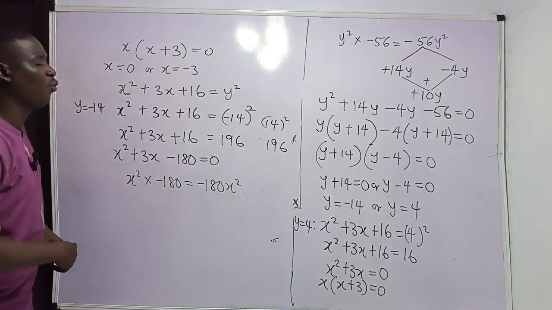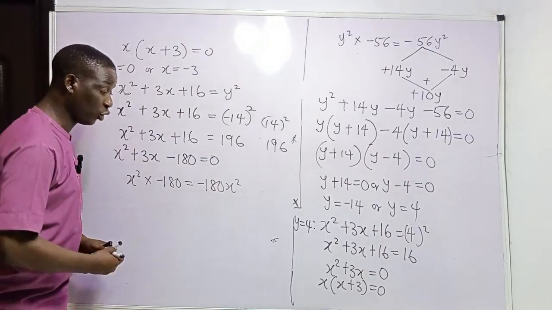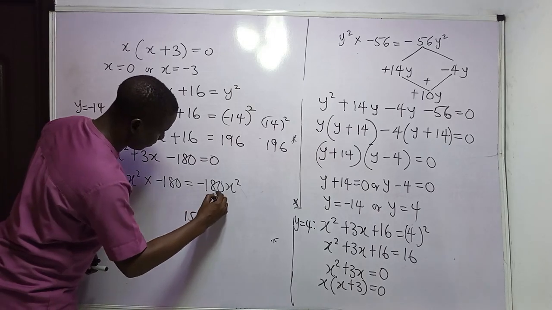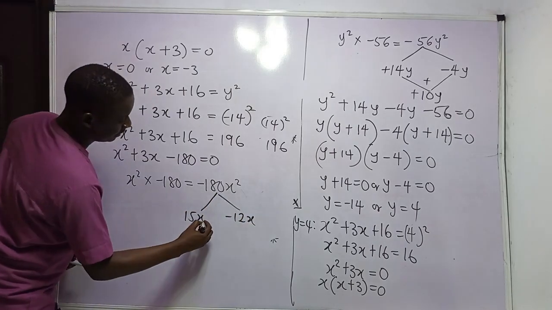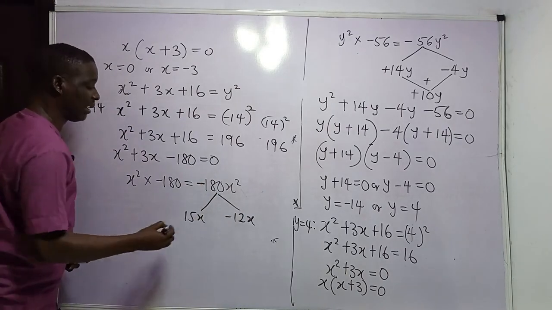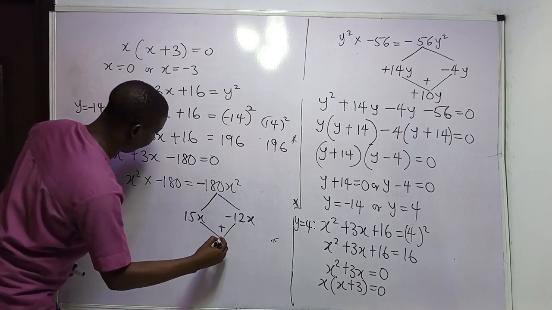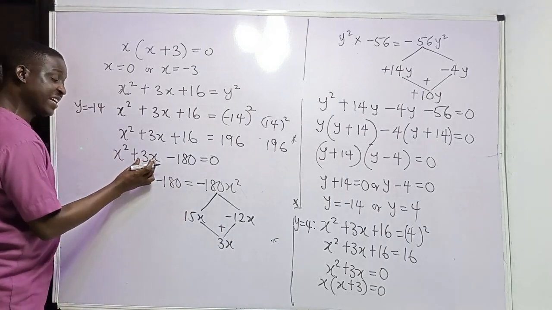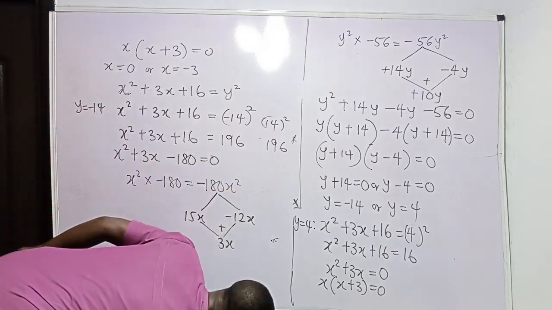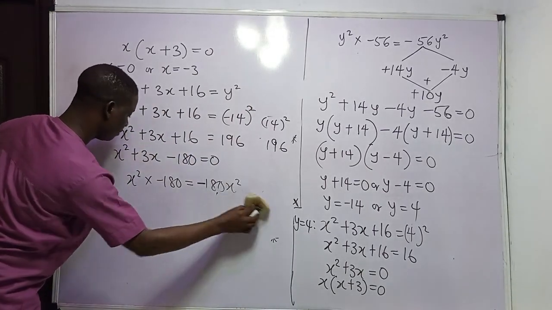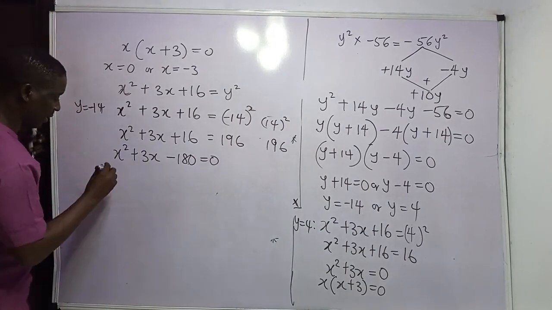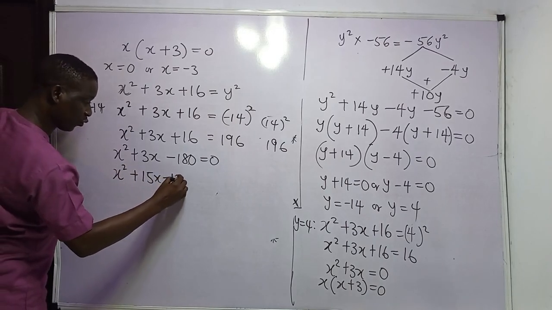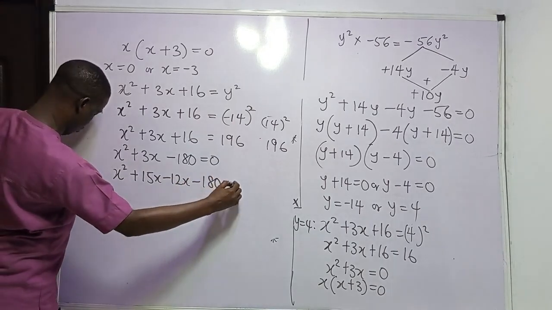So this is your minus 180 now that we have gotten, and I told you that you can multiply two values, which is what? 15x and minus 12x, to give you minus 180. And when you add them together, it will give you 3x as well. So we can replace the two of them, I mean, this 3x with 15x minus 12x. So that's what I want to do now. So replace it. So I would have x squared plus 15x minus 12x minus 180 equal to 0.